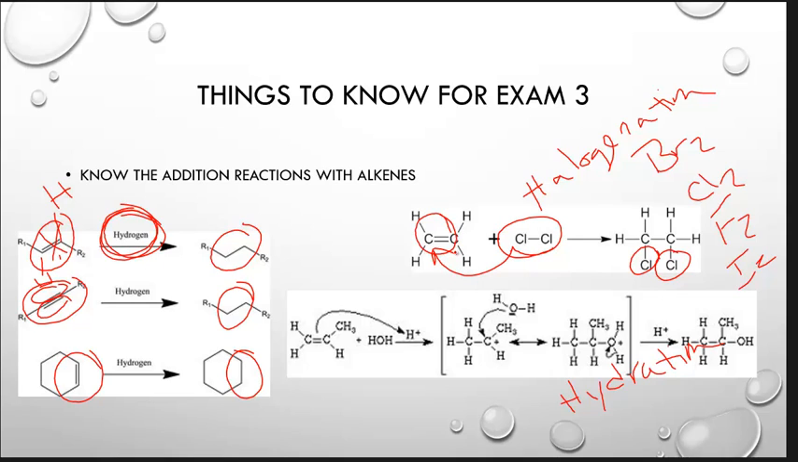Then hydration. The hydration one is a little bit trickier. We have the double bond. You can break HOH, water, down into H and OH. So hydrogen is going to go on one side and oxygen is going to go on the other. Notice, if we compare these two, this carbon has a hydrogen and a hydrogen coming off of it in addition to the double bond. This carbon has a CH3 and a hydrogen coming off of it.